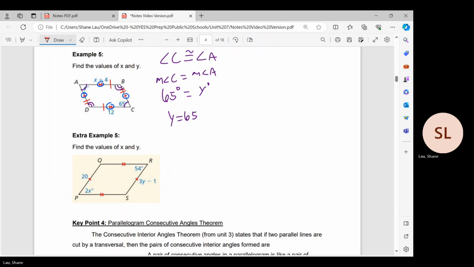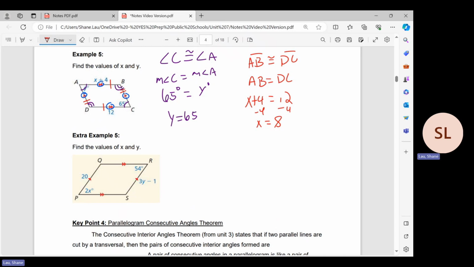Then we have our sides, where I said that AB is congruent with DC, which means that AB equals DC. I'm going to do the exact same thing. AB is x plus 4, DC is 12, subtract 4 on both sides, get x equals 8. And that's my answer. Pretty cut and simple. Nothing too difficult for us.